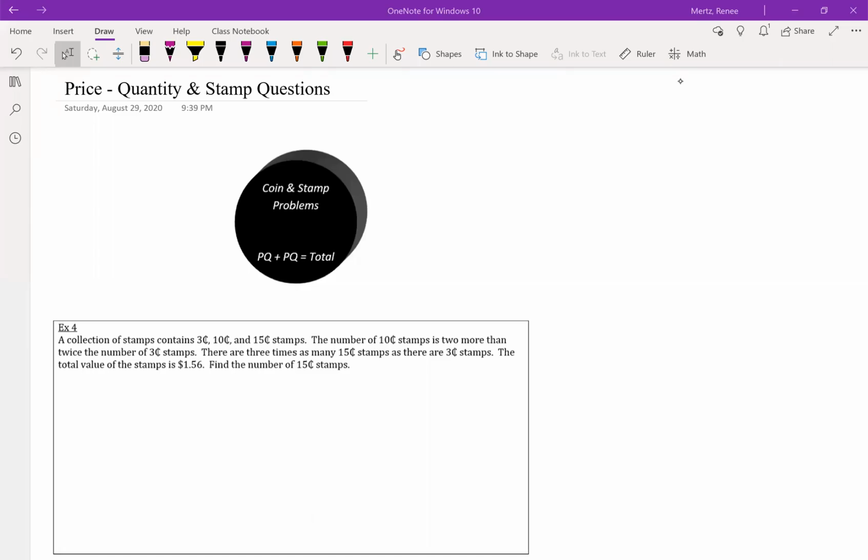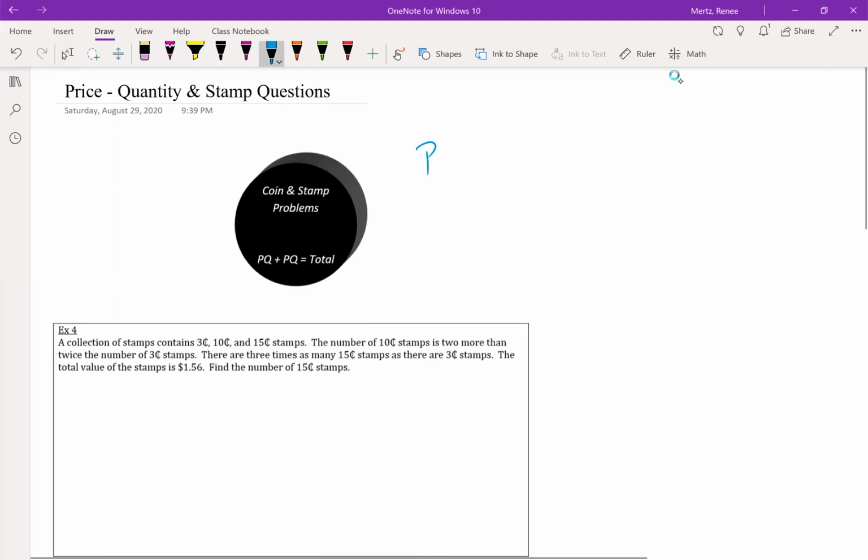Guys, this lesson is going to be on price and quantity word problems. So these are coins and stamps and movie tickets. Those are the kind of word problems these usually involve, maybe buying candy or going out to a restaurant, how many burgers, how many milkshakes, etc. When we're doing these, we're always going to do PQ plus PQ equals total money.